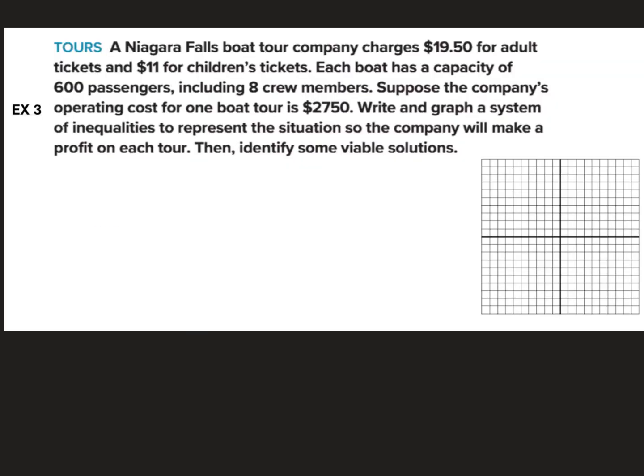For linear programming, Example 3 says, a Niagara Falls boat tour company charges $19.50 for adult tickets and $11 for children's tickets. Each boat has a capacity of 600 passengers, including 8 crew members. Suppose the company's operating cost for one boat is $2,750. Write and graph a system of inequalities to represent the situation so the company will make a profit each tour. Then identify some viable solutions.